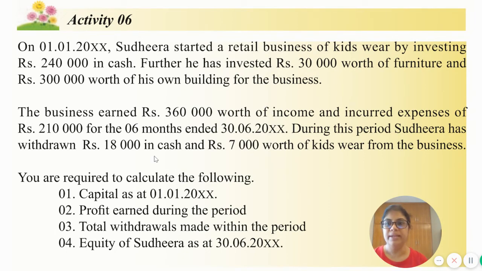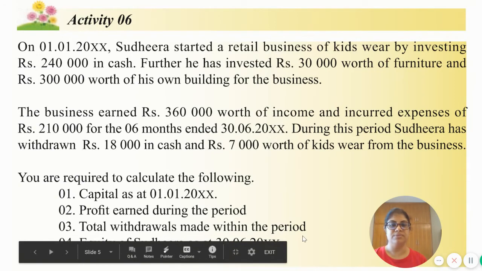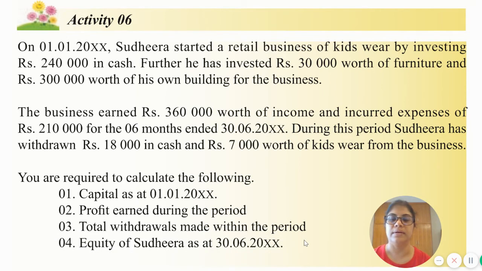So Sudhira will end up with a profit. Then in the same period, Sudhira has withdrawn 18,000 in the form of cash and 7,000 in terms of kids wear. That means the stocks of the business. So this 18,000 plus 7,000, 25,000, will give you the total drawings of the business, or the total withdrawals made within the period. So with this information, you will be able to find the equity of Sudhira at the end of the accounting period as at 30th June 2019.